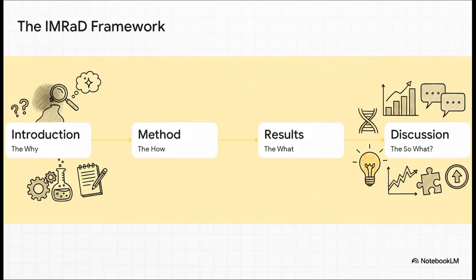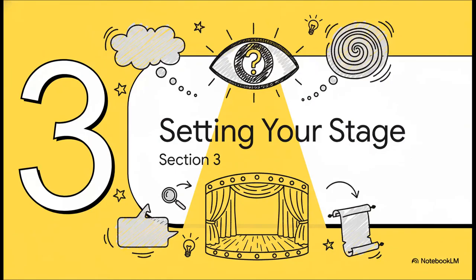Okay, so what does IMRAD even stand for? It's pretty simple. Introduction, method, results, and discussion. But I think an even better way to remember it is by the question each section answers. The introduction is the why. Why does this research matter? The method is the how. How did you do it? The results section is the what. What did you find out? And finally, the discussion is the so what. Why should anyone care?